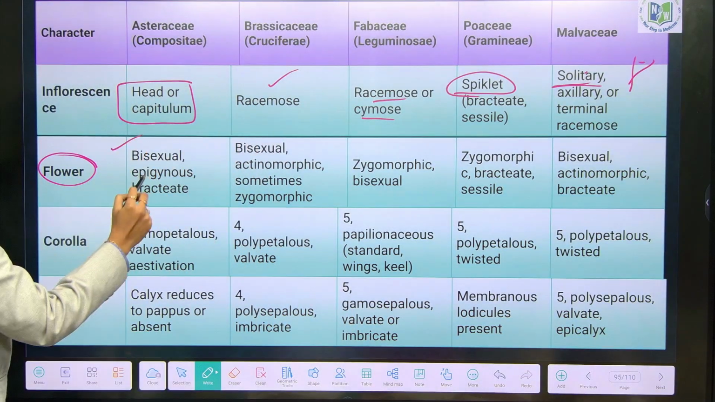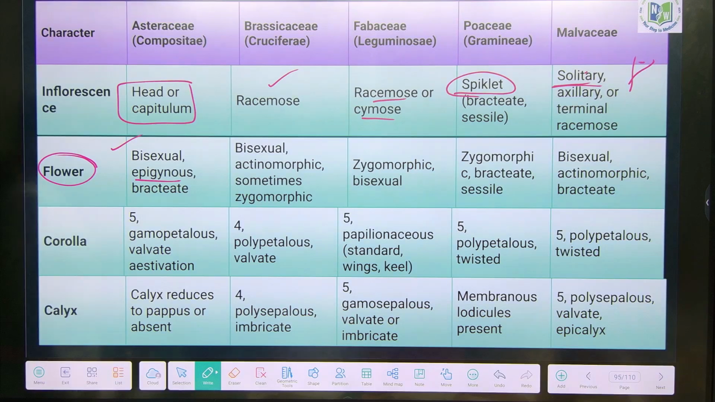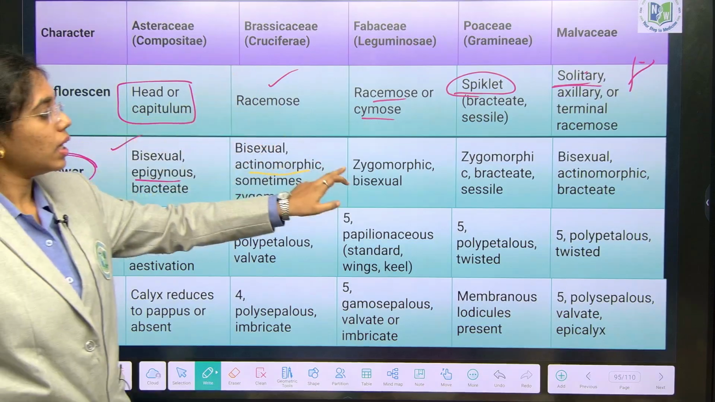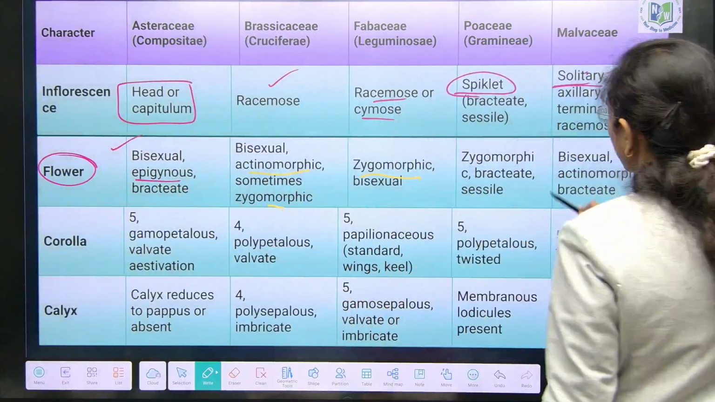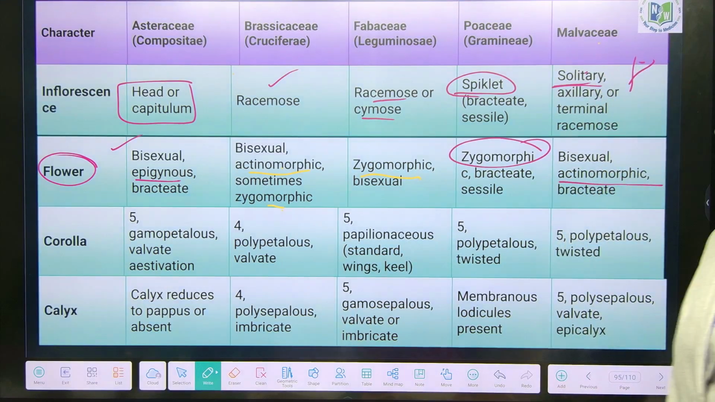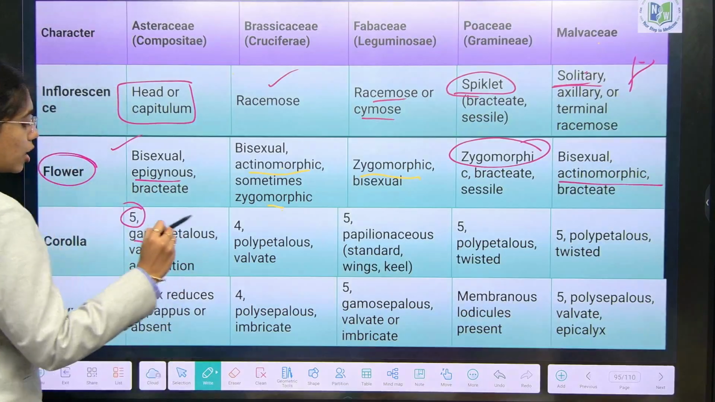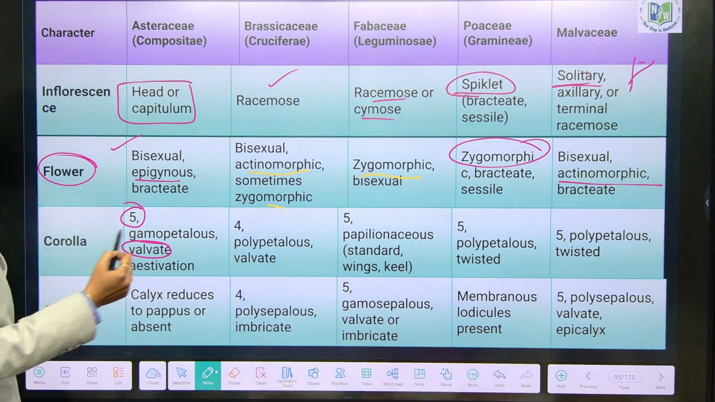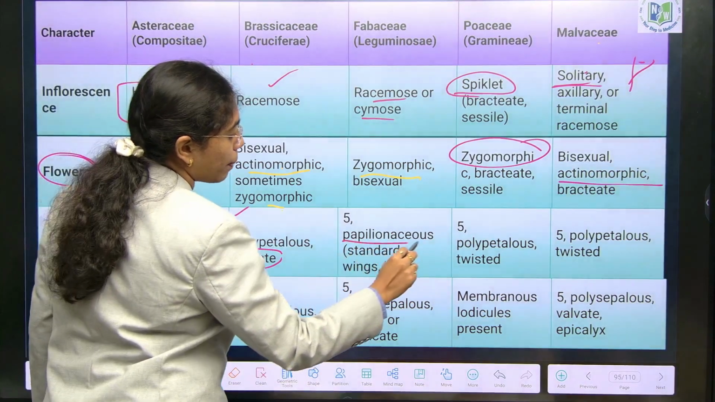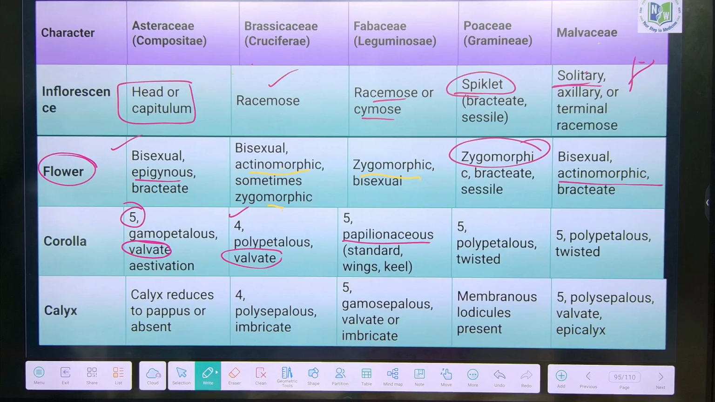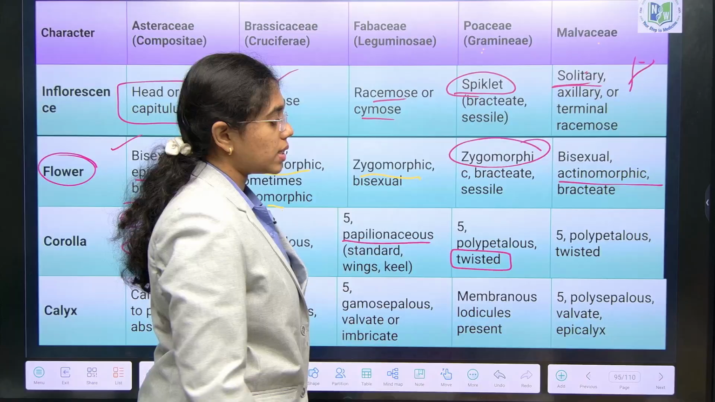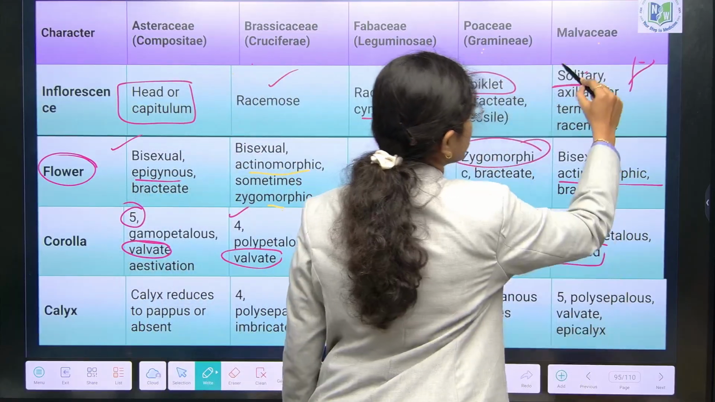Flower bisexual, epigynous in Asteraceae. Actinomorphic and zygomorphic both are possible in Brassicaceae, zygomorphic in Fabaceae. Here also it is zygomorphic in Poaceae, actinomorphic in Malvaceae. Corolla 5, gamopetalous of what aestivation, ma? Valvate. Polypetalous, valvate aestivation in Brassicaceae. Vexillary or papilionaceous corolla is seen where? In Fabaceae. Twisted type of aestivation you observe in Poaceae. Twisted type of aestivation in Malvaceae.